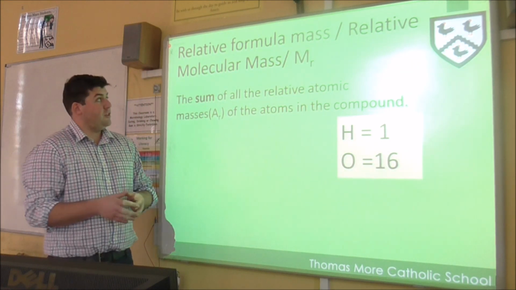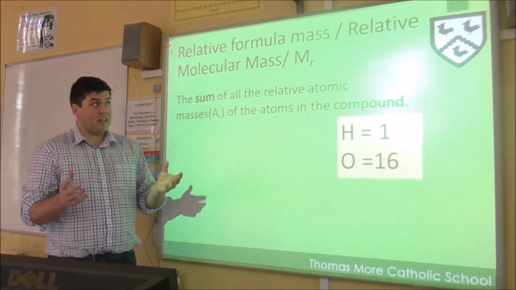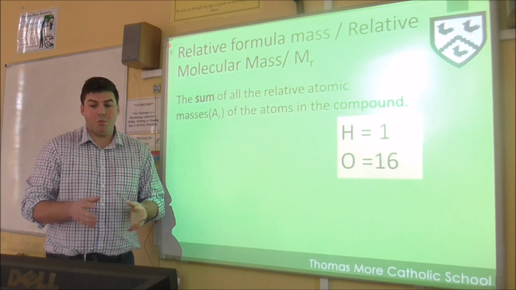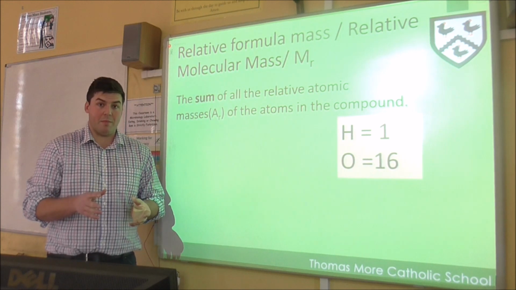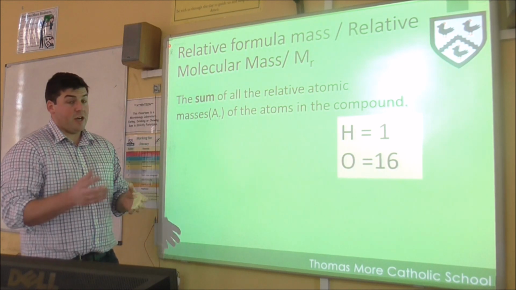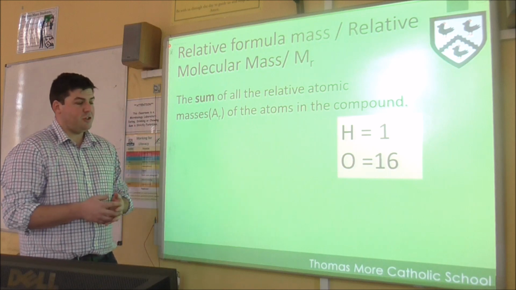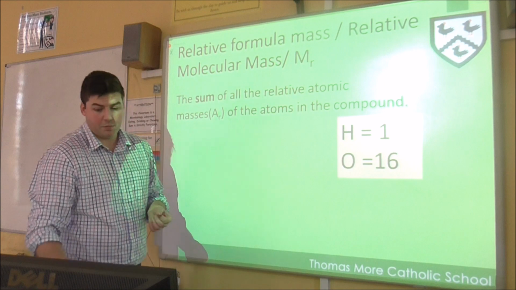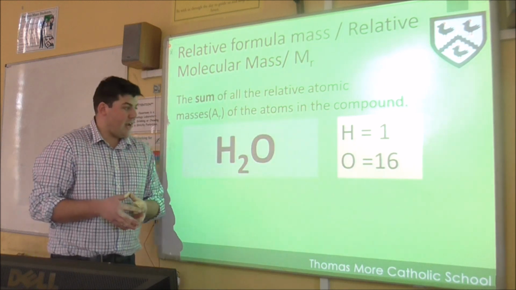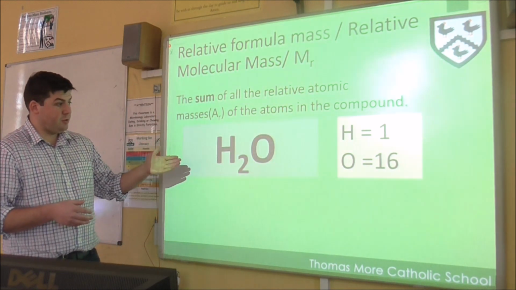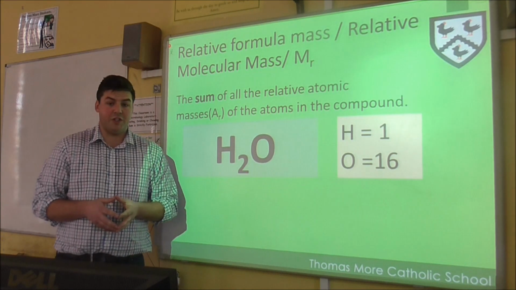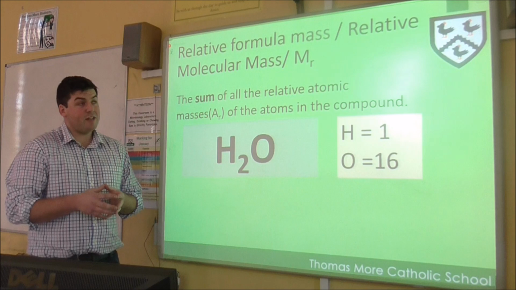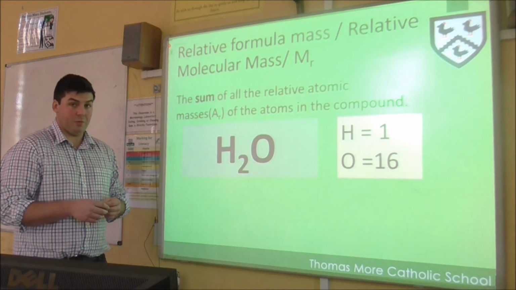So now we move on to relative formula mass, molecular mass, or MR. This is effectively the sum of all of the relative atomic masses in a compound. So what that means is you just quite simply add up what you've done before. I'll give you an example. H2O is 2 hydrogens and 1 oxygen. So what I'd like you to do now is calculate the relative formula mass of this water molecule.